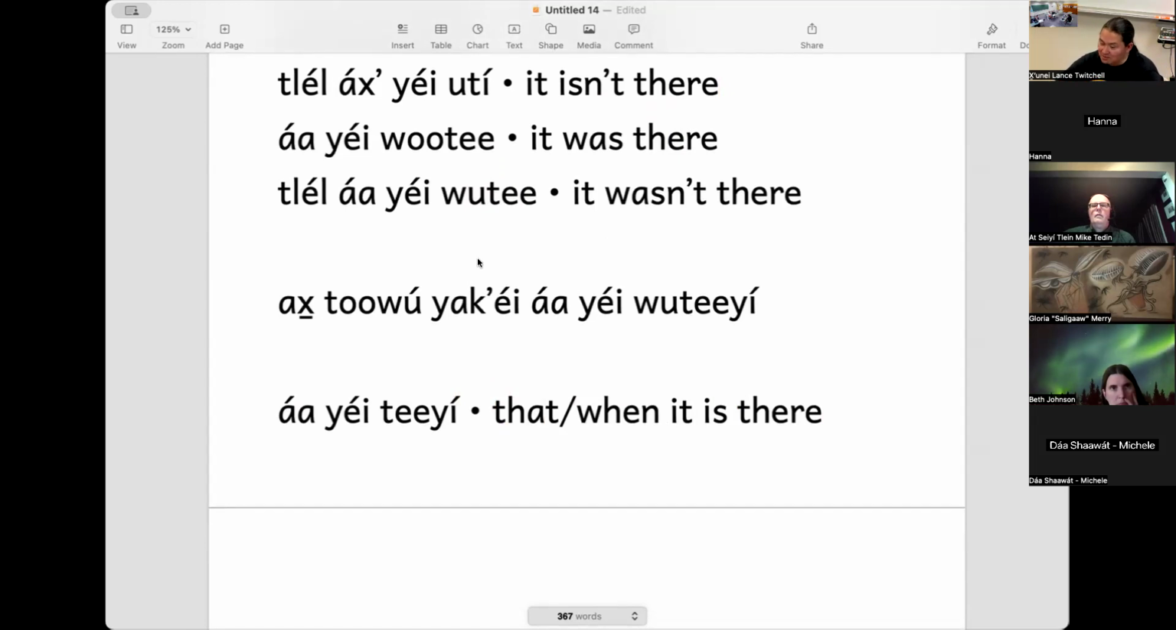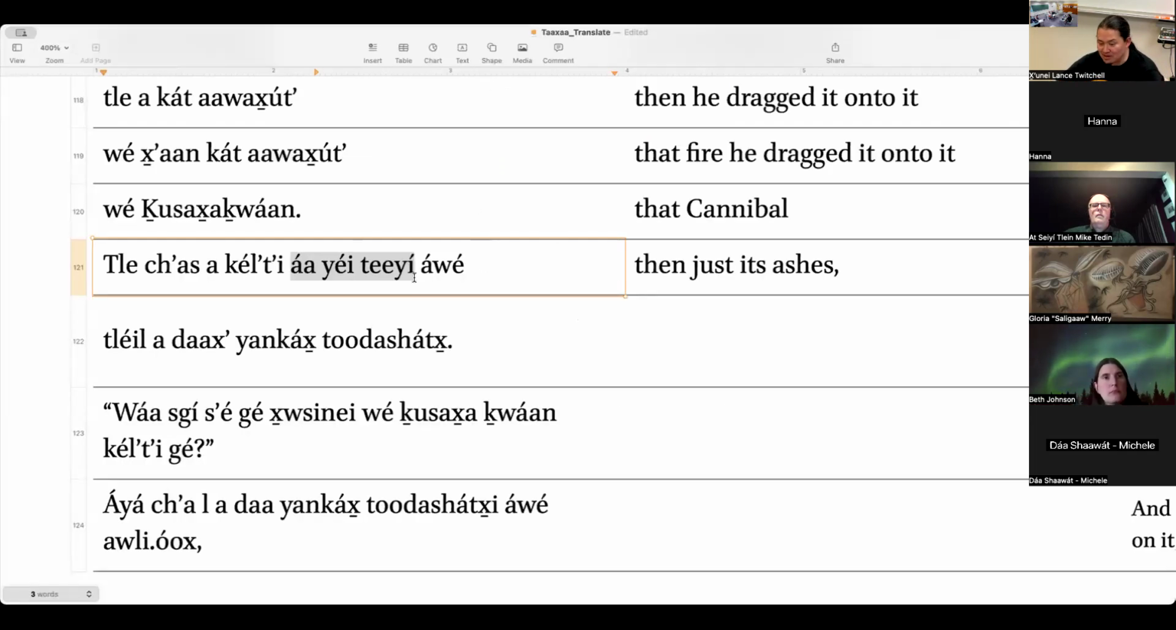But so coming back to what we have here in Táax'aa, akikti ayeti awe, then just its ashes when it is there. So that's kind of like when we do it like word by word sort of translation. And if we want to retranslate that for our English brain, then when just the ashes were there, or are there, I guess, right? Because this is an imperfective right now.